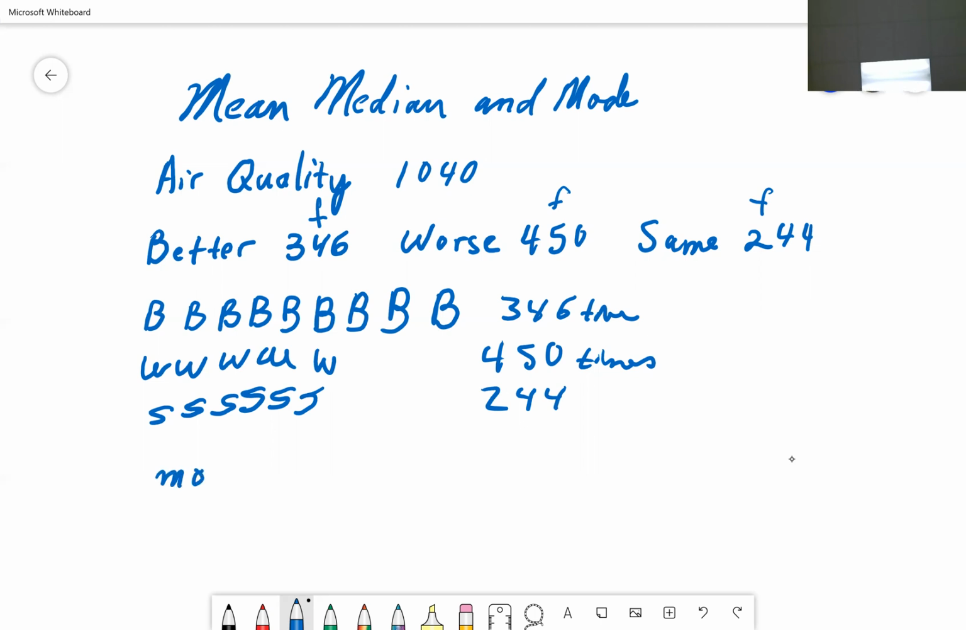But what's the mode here? Can you do the mode? Which one occurs the most? Worse. So you can actually say, yeah, the mode is worse. You can actually do that. I want to be super clear with that because sometimes we get caught up on just doing the math without thinking that the math has to be related to some sort of data.